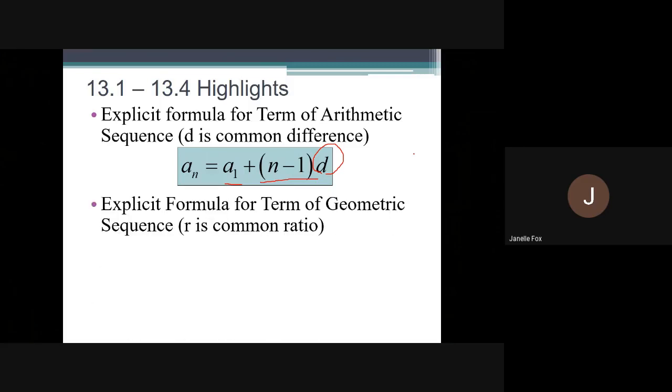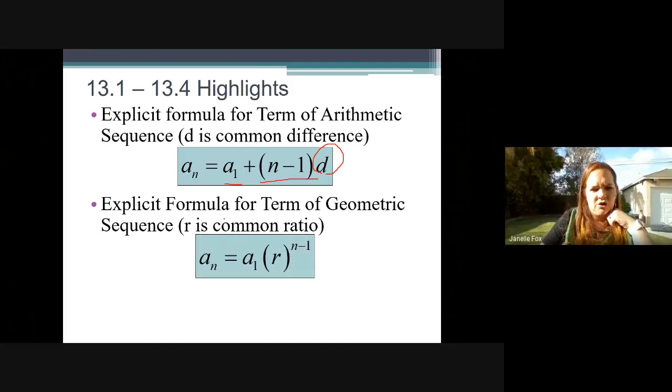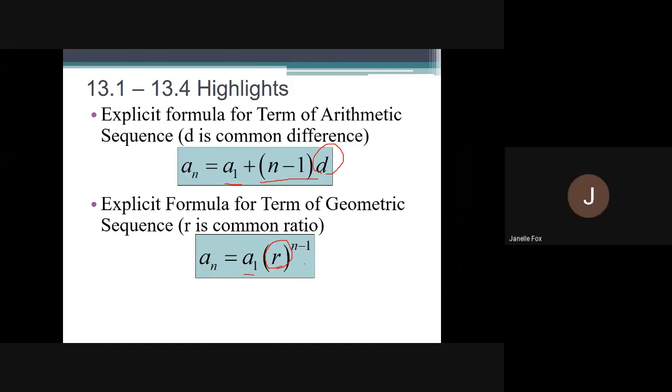Okay, we can also have an explicit formula for geometric sequences. Geometric sequences would look like this. This is the explicit term. So you would have your nth term, and then again, you have your first term, and then you have your common ratio. How do you get the common ratio? You take a term and divide by the one before it. And then this is to the n minus 1 power up here, just like that.